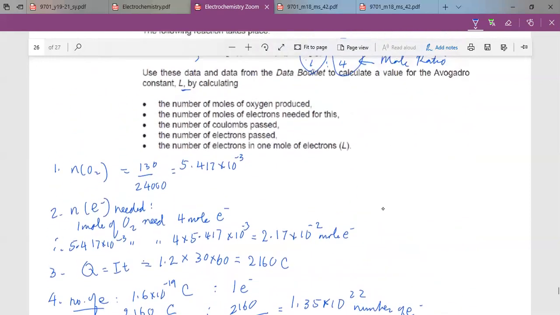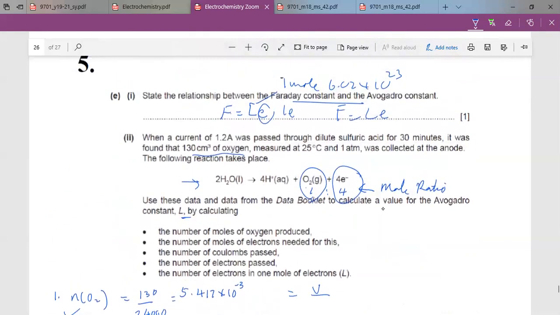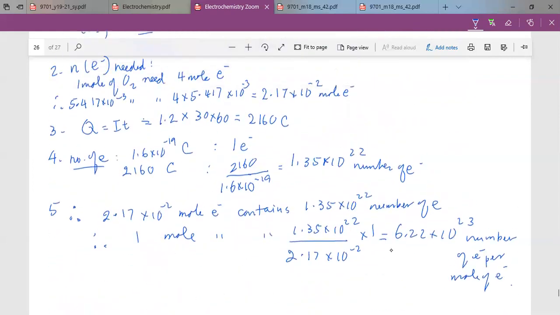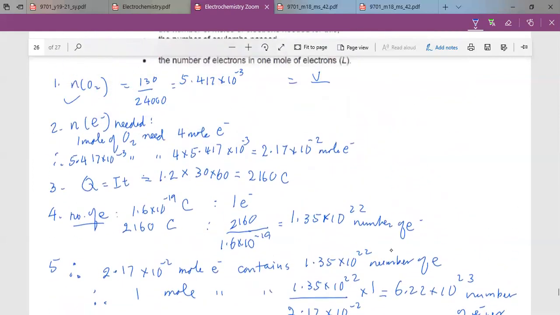So the number of moles of oxygen produced is easy. It is V over the molar volume; of course here they say RTP, 25 atmosphere, so over 24000. This will give the number of moles of O2. I'm going to use red pen now just to be efficient.